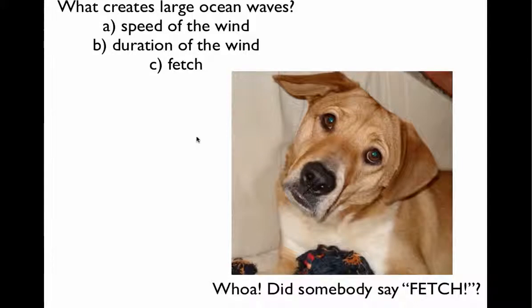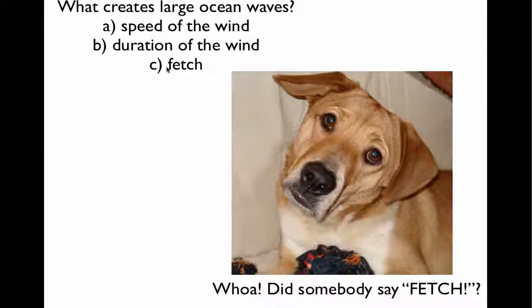What creates large ocean waves? Well, first, you have to have high speed of the wind. Slow wind, no big waves; big wind, bigger waves. You want the wind to last a long time. If it's out there for just an hour and then goes away, let's say a whirlwind comes across the pond, you get waves, but not very big ones. If you get a hurricane that lasts for a few days, you'll get big waves. And then the last thing, fetch. Not like this. Fetch means the distance across which the wind blows.